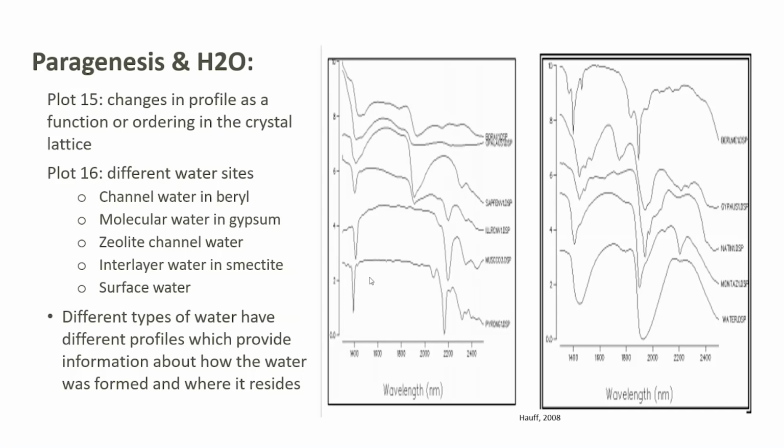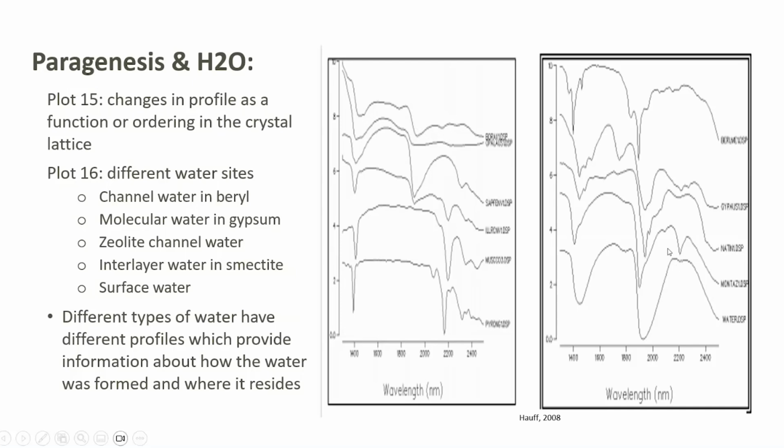If you're looking at plot 15 here on the left, this is going to show change in profile as a function of ordering in the crystal lattice. So again, you've got from broad low temperature smectites all the way to high temperature mica and pyrophyllite down here at the bottom. So you can see how this water feature, and also your 2200 nanometer feature, has changed.